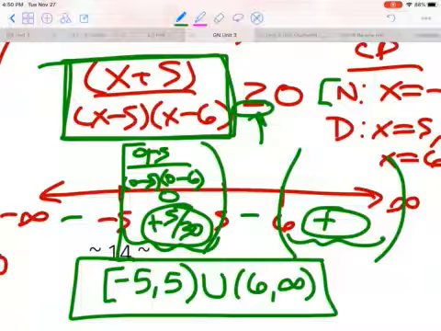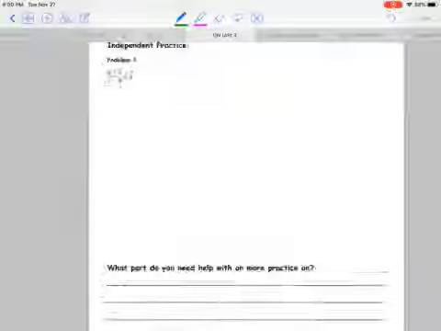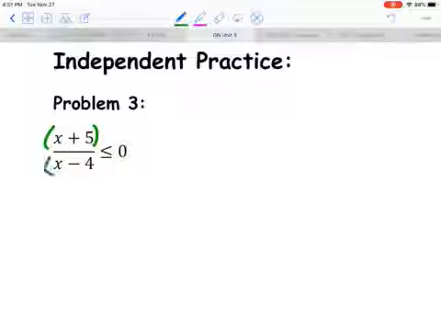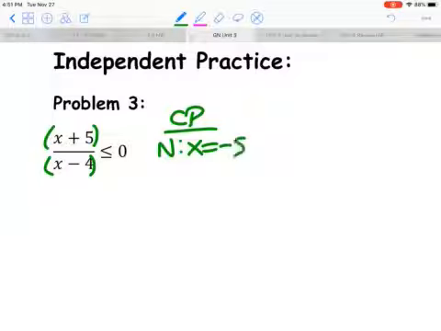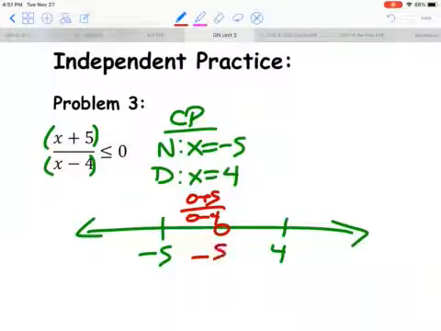Okay. I'm going to show you the third example, even though we didn't do that in class. Third example, you just put parentheses around these. Critical points: the numerator is x equals negative 5, because you're undoing it. The denominator is x equals 4. Number line, negative 5, 4. I like to test 0, which is right here. So 0 plus 5 over 0 minus 4, we get negative 5 over 4. So that must be negative.